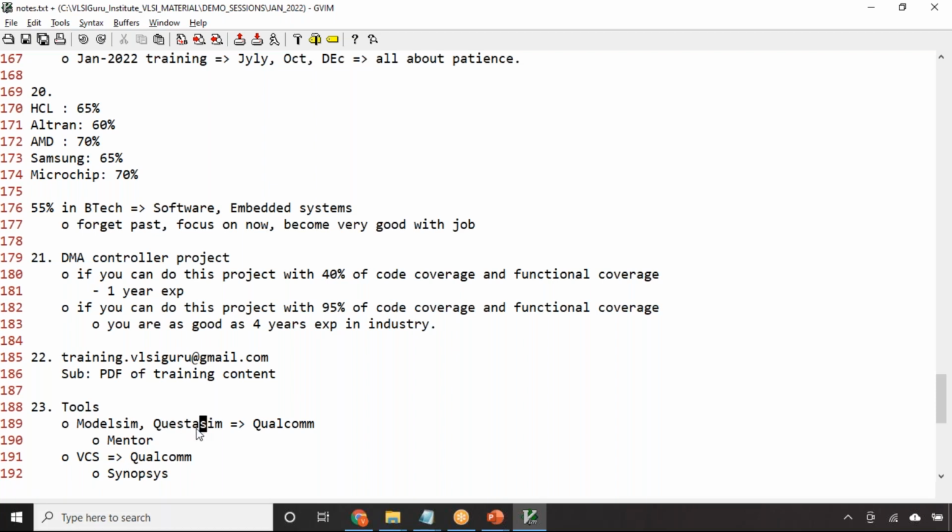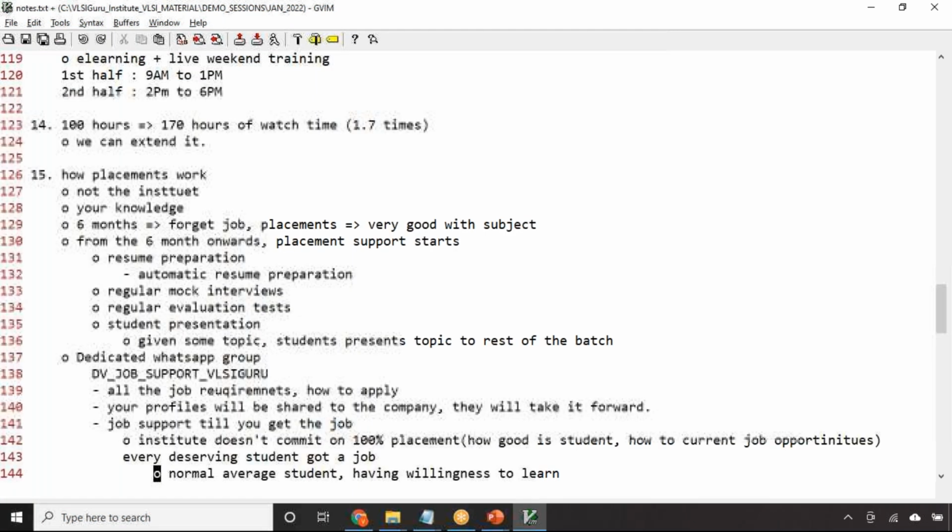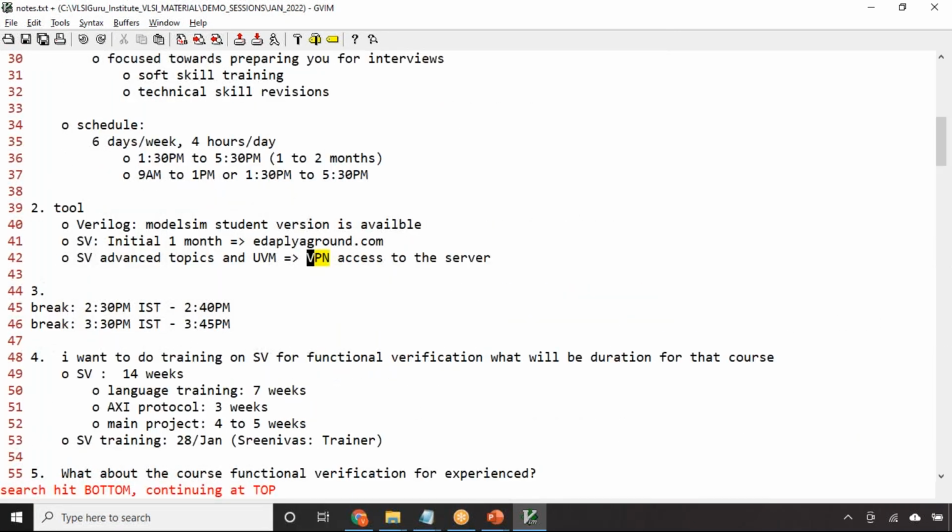So the institute has the licenses. Those licensed tools you will get through the VPN access. When I say VPN, it will be access to the tools. It will be access to the Questa Sim tool and VCS tool. Majorly training will be done with the Questa Sim tool only, because we have a lot of licenses for Questa Sim. If you want, you can practice in VCS also.